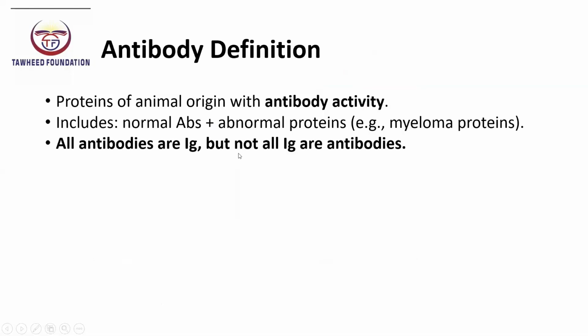Next is antibody definition. The distinction between antibody and immunoglobulin is subtle. All antibodies are immunoglobulins, but not all immunoglobulins are antibodies. For example, abnormal proteins like myeloma proteins are immunoglobulins, but not true functional antibodies, as you can see here.